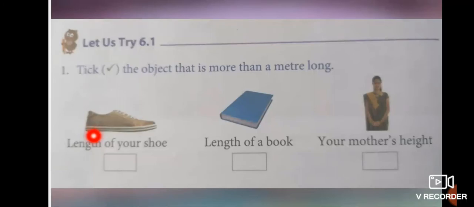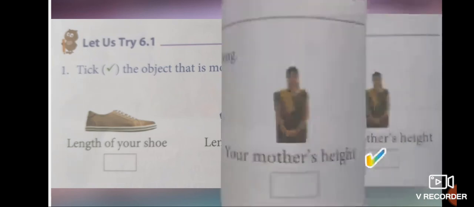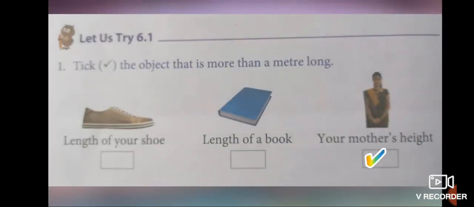So children, please compare all these things: length of the shoe, length of a book and your mother's height. Children, please look at these first two. The shoe and book are smaller length objects, so it is definitely less than 1 meter, but your mother's height is more than a meter long. So we want to put the tick mark here.